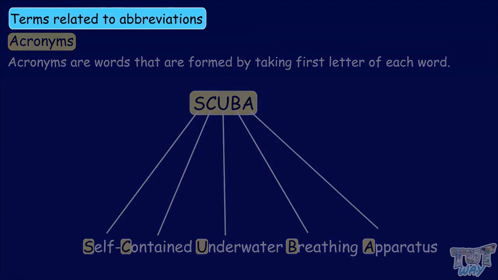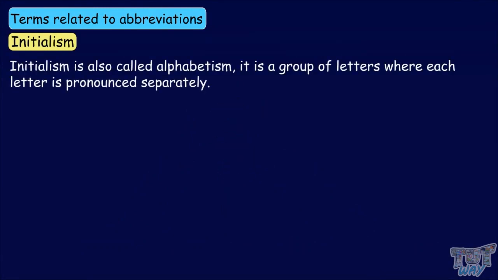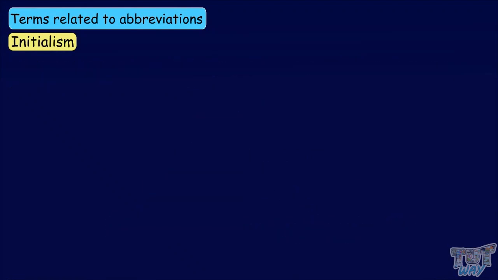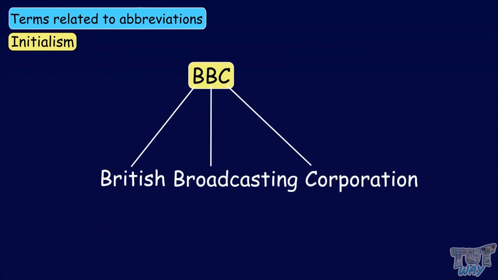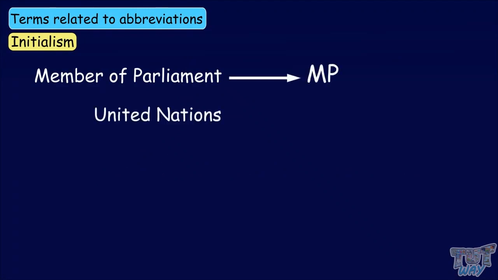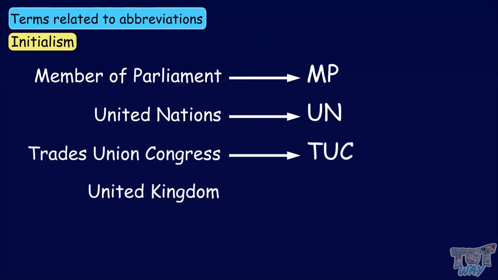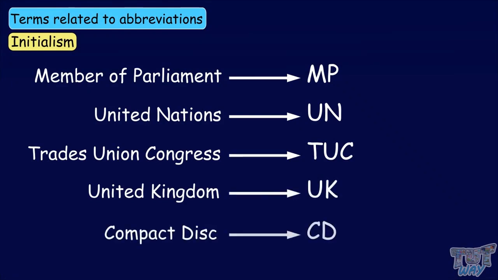Next term that we have is initialism. What is initialism? Initialism is also called alphabetism, and it is a group of letters where each letter is pronounced separately. Like BBC is the abbreviation for British Broadcasting Corporation, and this way of forming abbreviations is called initialism. Member of Parliament, MP. United Nations, UN. Trades Union Congress, TUC. United Kingdom, UK. Compact disc, CD. Here you speak each letter separately, and it's called initialism.